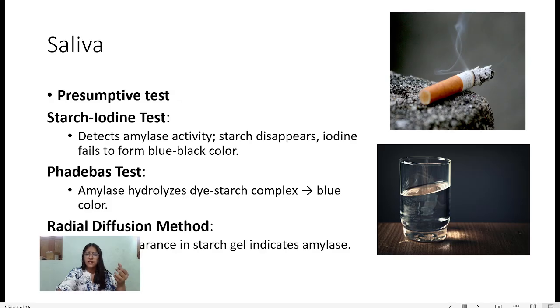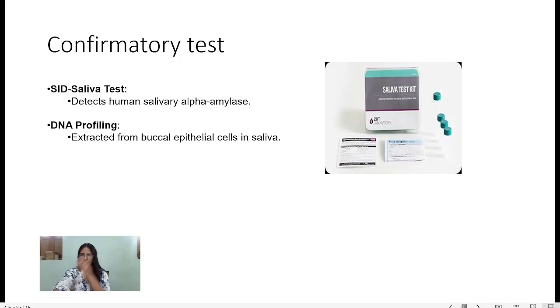So the result will be that some zone of this gel will be cleared. This zone of clearance indicates that amylase activity is there. That means saliva is present. The zone of clearance is the indicator that saliva can be present. The significance of this test is that it's useful in semi-quantitative measurement, but this test is very time consuming. So this is not much widely used in forensic science.